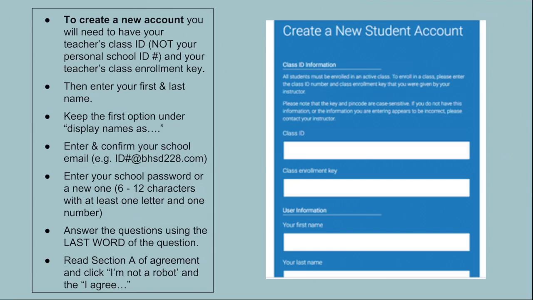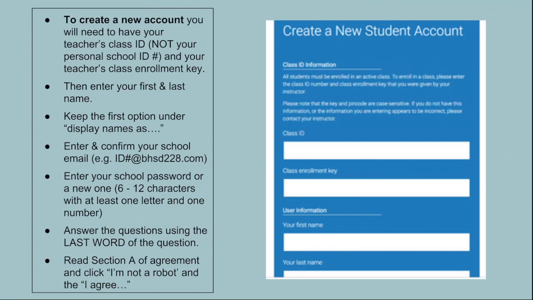Then you will need to enter your first name and last name. It will ask you for your school email address, and you will need to confirm that. Then enter a password. We suggest your school computer password. If you want to create a new one, that's fine. Just make sure it's something you're going to remember for the next 4 years. It needs to be 6 to 12 characters with at least one letter and one number.